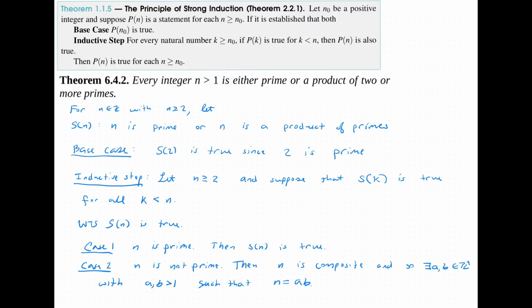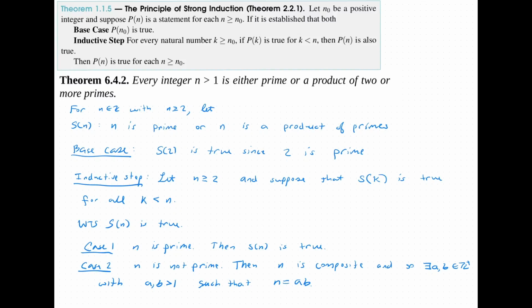Because if we were doing just regular induction, we would be focusing on n minus 1 and wanting to show that S of n is true. But the problem is, if we have some number, say n takes 6, the prime factors of 6 are 2 and 3. When we look at the next number after 6, it's 7. 7 is prime, so the factors have nothing in common.